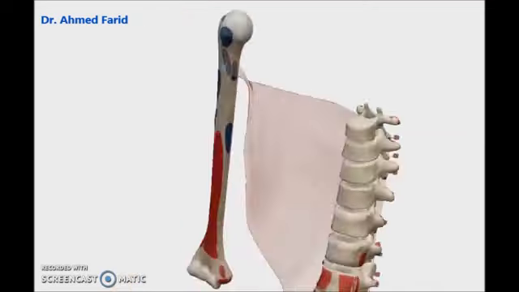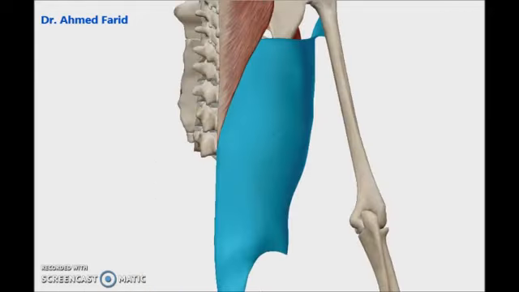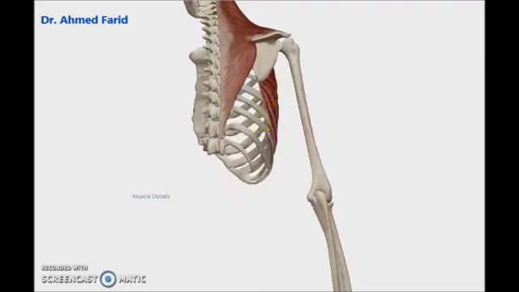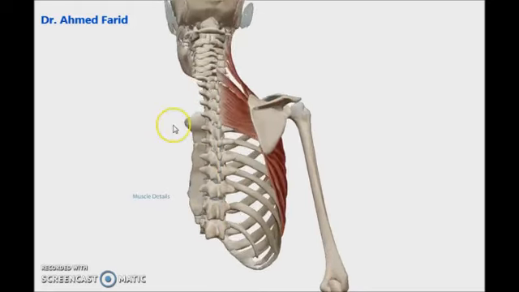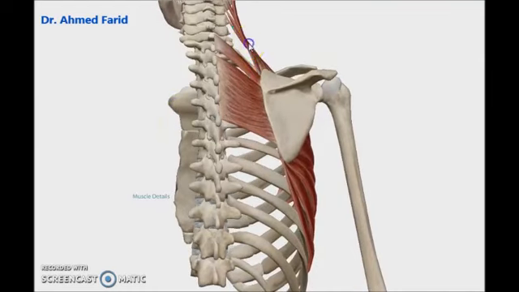Okay? Very nice. Now we will return again to our view to hide Latissimus dorsi and to hide Trapezius also. So I have the 3 deep muscles, namely Levator scapulae, rhomboides minor, and rhomboides major. Let's start with Levator scapulae.